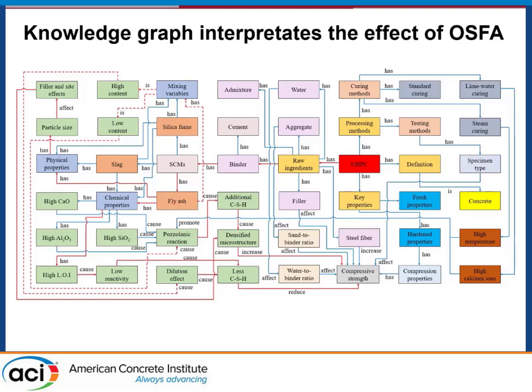As one type of the SCMs, we can check what the physical and chemical properties are that eventually affect our compressive strength. For OSFA, we can identify its chemical properties. For example, it has high LOI because of its high carbon content. The LOI means low reactivity, so it has less CSH, and less CSH means reduced compressive strength. And also, if it meets some other criteria, for example the physical properties, if you have a finer particle size, it can densify the microstructure and form more CSH to increase the compressive strength. So basically, this is how we use it. Thank you.